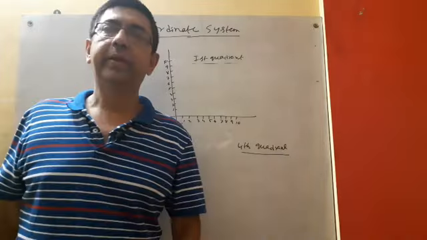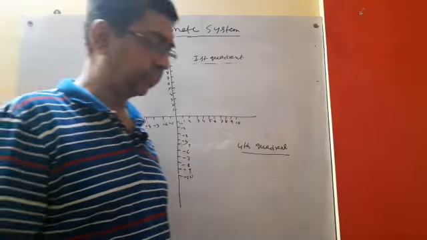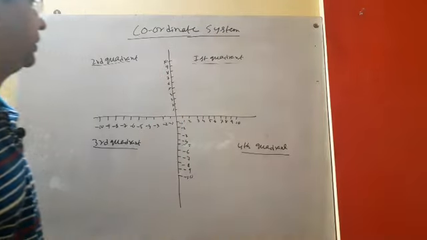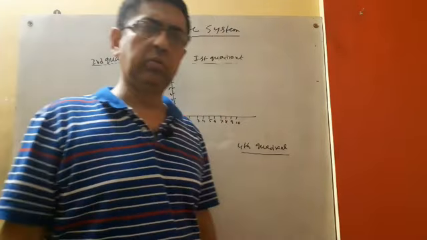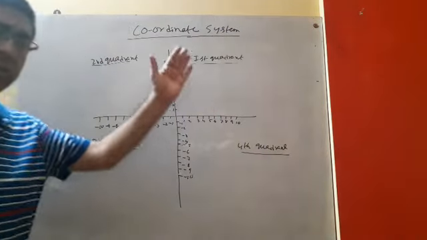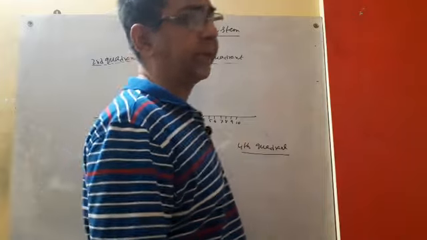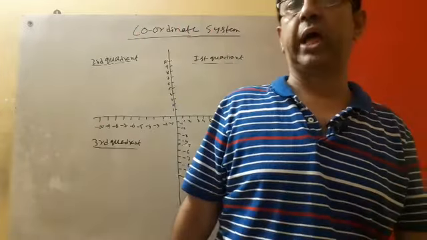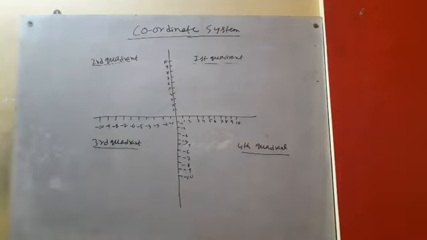Hello students, today I will discuss coordinate system. This is a very important part for 9 and 10. Not only 9 and 10, 11, 12 as well, because this concept is very much required. In the coordinate system, what do we get? We get the position of a point in a two-dimension space. We are discussing a two-dimension system.